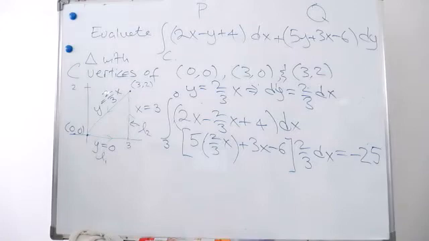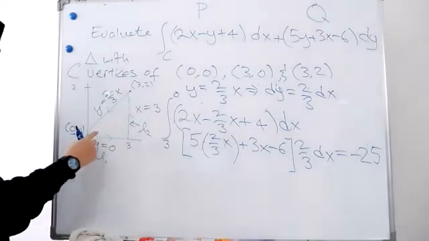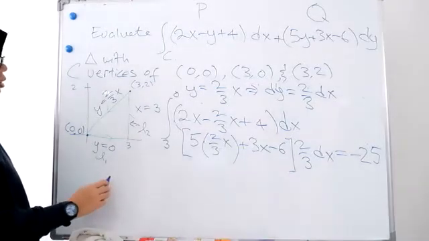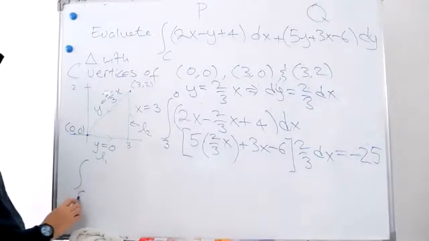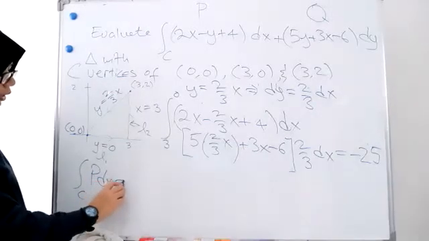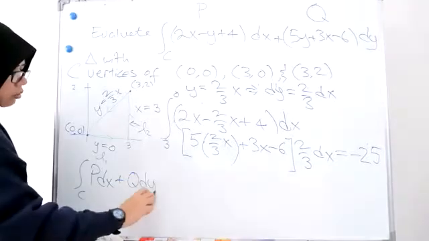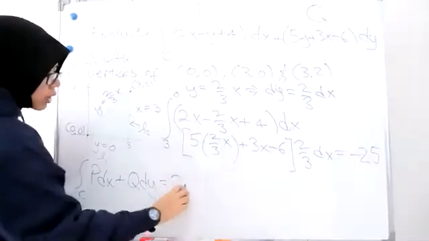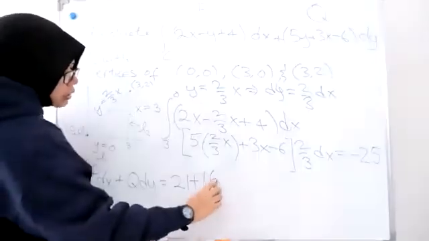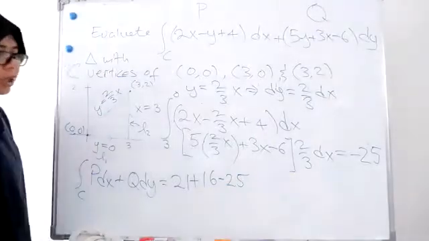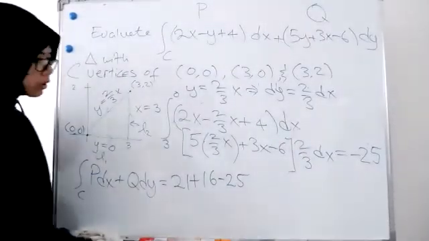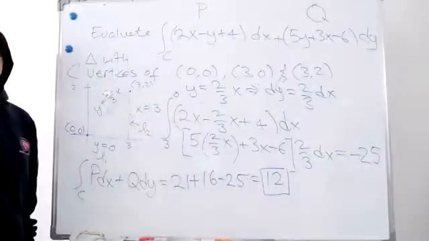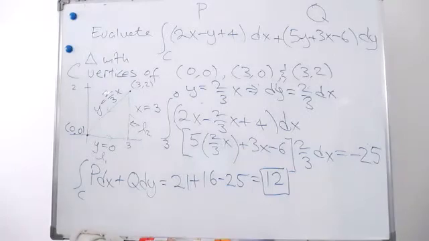Okay, and then the whole thing is just the summation of the line integrals. So the whole thing on C, P dx plus Q dy, in this case, the first one, if I'm not mistaken, is 21. The second is 16, which is minus 25. And the answer will be 37 minus 25, which is 12. So the answer is 12.